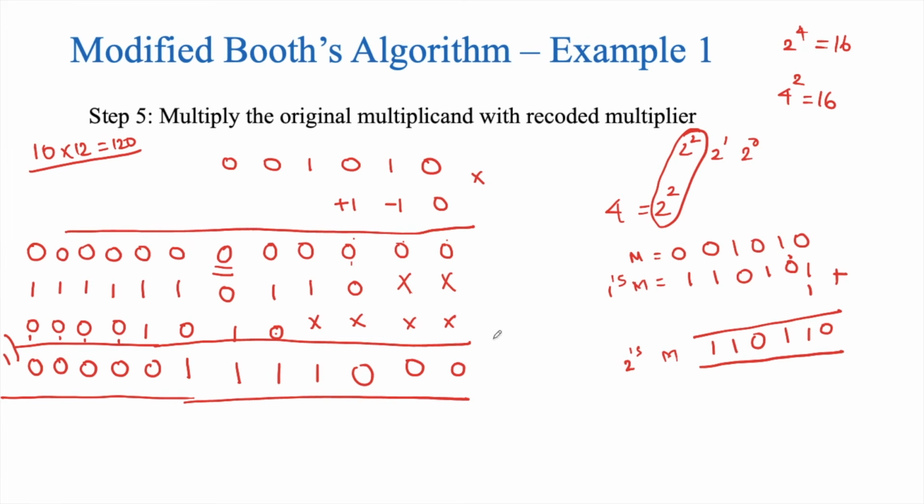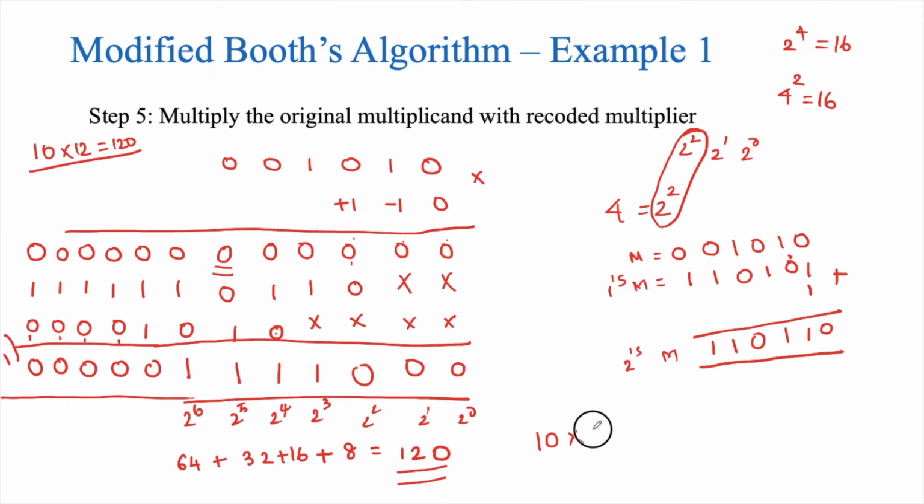Now, if we try to calculate the equivalent value of this one, it will be 2 power 0, 2 power 1, 2 power 2, 2 power 3, 2 power 4, 2 power 5 and 2 power 6. So, what is 2 power 6? 64 plus 32 plus 16 plus 8, which is equal to 120. So, we were about to multiply 10 into 12 and we got the answer 120, and using modified Booth recoding we tried to multiply and obtain the same 120.